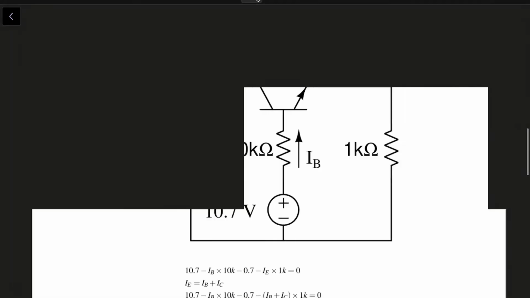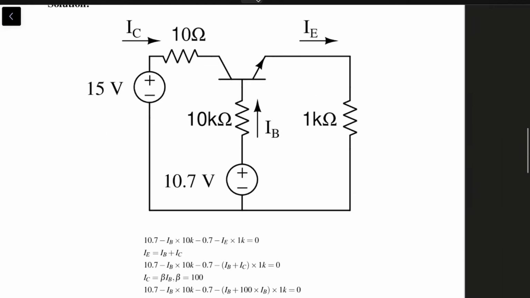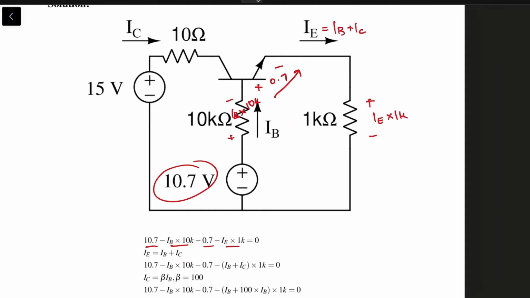The idea is that we will write a voltage equation for this loop, knowing that this is 0.7, right? 0.7 is the diode drop, so it is 10 volt minus IB into 10K, that's the voltage drop there, minus 0.7 minus IE into 1K is equal to 0, and IE can be written as IB plus IC.